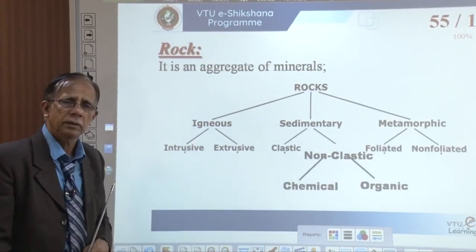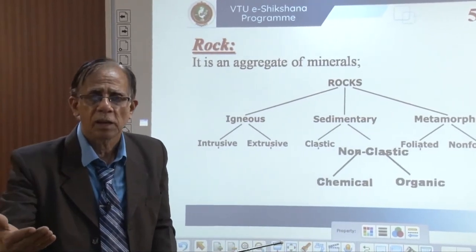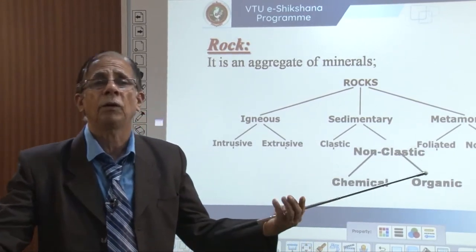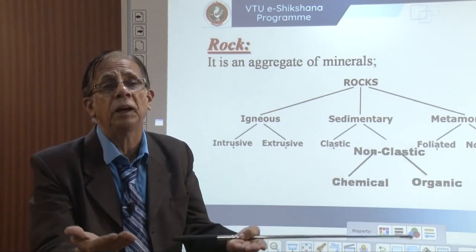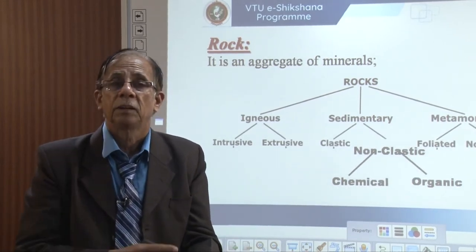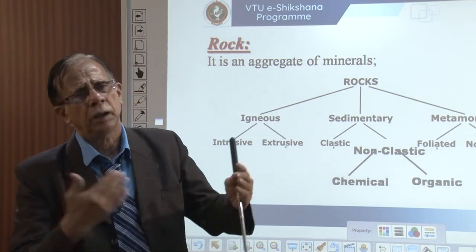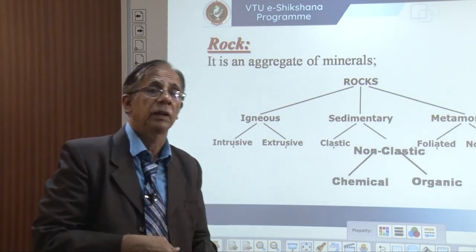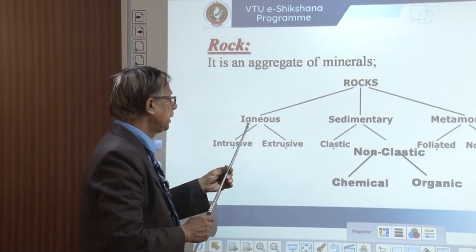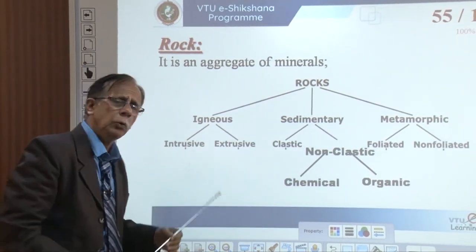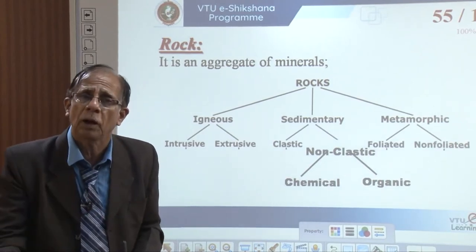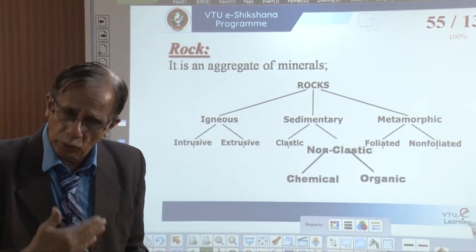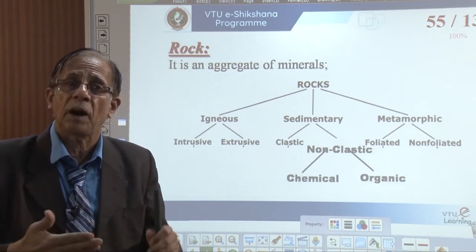What is igneous? The word igneous is from Greek, and agni is a Sanskrit word. They were contemporary languages some 3000 years back, and therefore there was a lot of similarity in the application of words in these languages. Igneous is derived from that word. What do you mean by agni? Agni means fire. A fire-like condition. A rock derived from a fire-like condition.